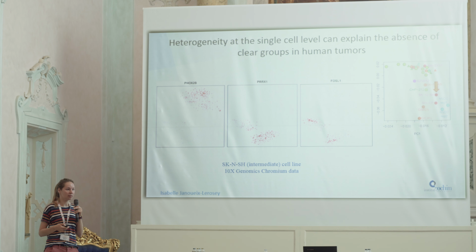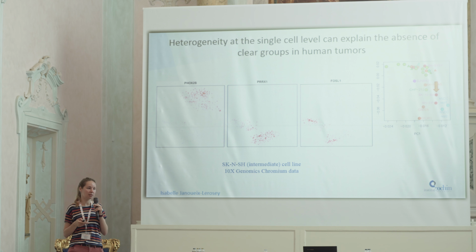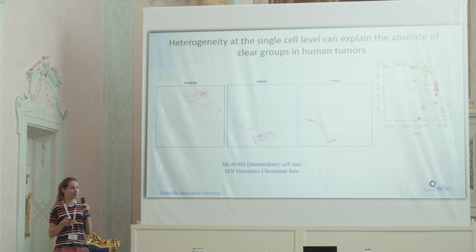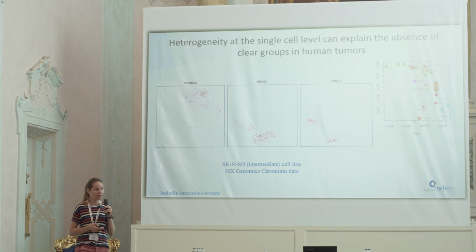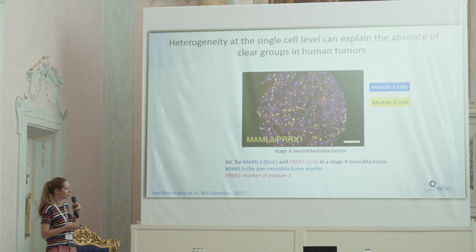So we confirm that cells that have the same genetic background, the same mutations, copy number aberrations, they can be in 2 very different transcriptional states that are governed by 2 different sets of transcription factors. We showed it on cell lines, and our competitors rather, right?